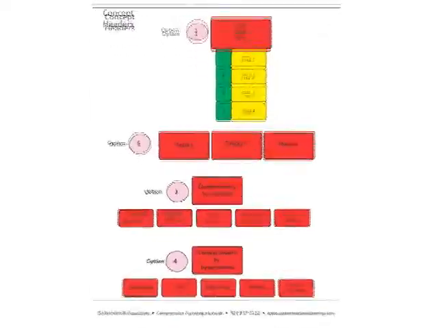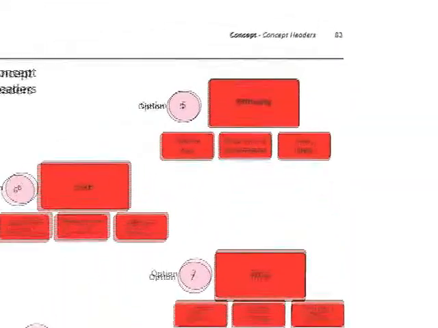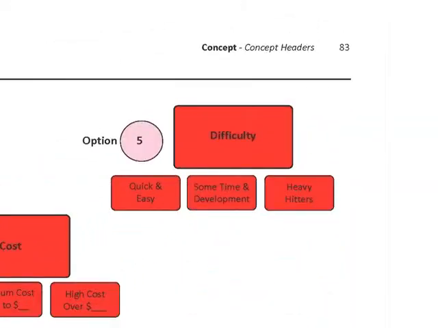Option 3 is content driven by location. What's at corporate versus what's at the sites. Could be different states. Content driven by departments, marketing, engineering, finance. Everybody's impacted differently. So if it makes sense, use those categories. One that we use a lot is difficulty. You can see 3 different ones: quick and easy, sometime in development, and heavy hitters. Quick and easy, what's that low-hanging fruit, those no-brainer ideas that just make sense for us to go forth with. Sometime in development, heavy hitters are basically a lot of time, a lot of development.